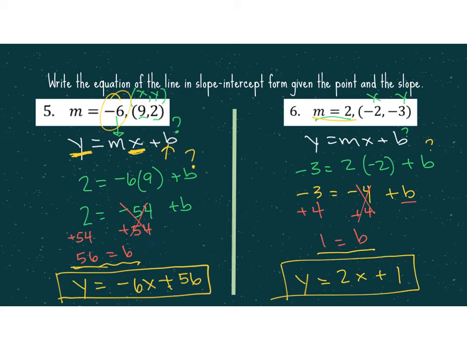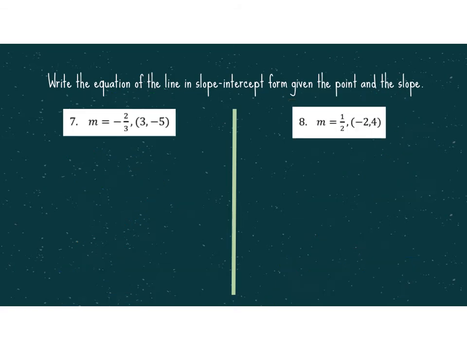That's my slope-intercept form equation. All right, in number 7. So again, here's my slope-intercept form. That's the standard form of the equation. I have the m, which is good, and I have an x and a y. So let's plug those in.